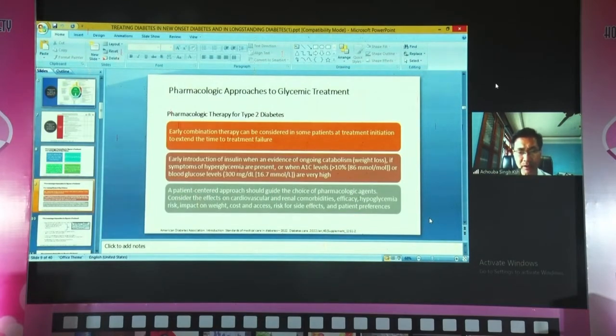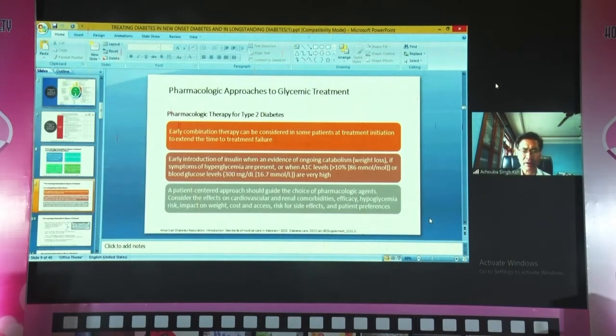So the paradigm is that early combination therapy is being considered in many forums at treatment initiation to extend the time to treatment failure. Early introduction of insulin has also been encouraged by many studies, with ongoing catabolic weight loss, if symptoms of hyperglycemia are persistent, or when A1C levels are more than 10 or blood glucose level is more than 300. So overall, it should be a patient-centered approach.